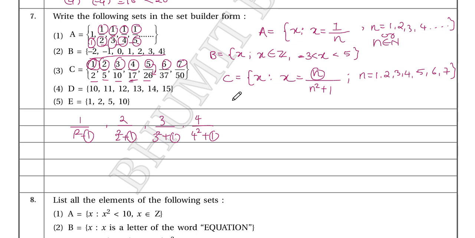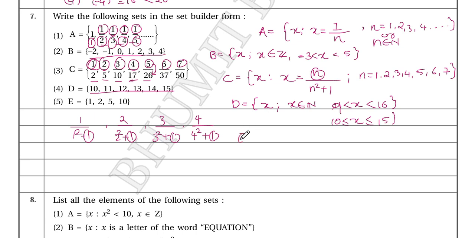Now look at the set D. So what is set D? It is just the natural numbers between 10 and 15. So you'll write x such that x belongs to natural numbers, from where to where? Let's say 9 less than x less than 16. Or you can write it like this also, 10 less than or equal to x less than or equal to 15. One of the ways.